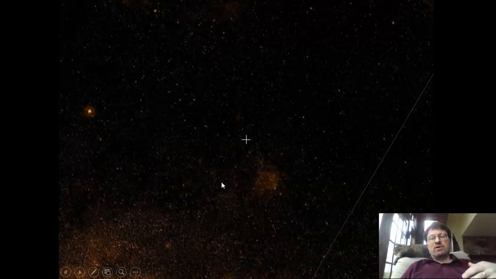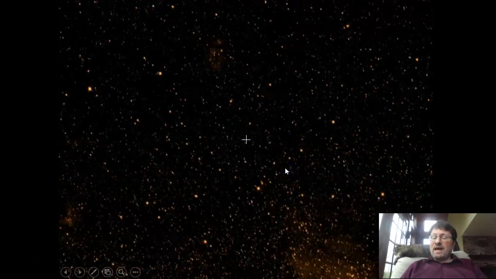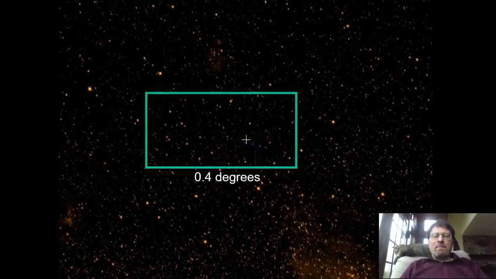We're still looking in the visible. And yes, there are a bunch of foreground stars that happen to lie in this direction between us and the center of the galaxy. But we're not able to see in the visible to the center of the galaxy. Here's a box that's 1 degree across and more of the same. Some stars happen to lie in that direction, but the dust is on the other side of those stars, preventing us from seeing to the center of the galaxy. A box 0.4 degrees across.